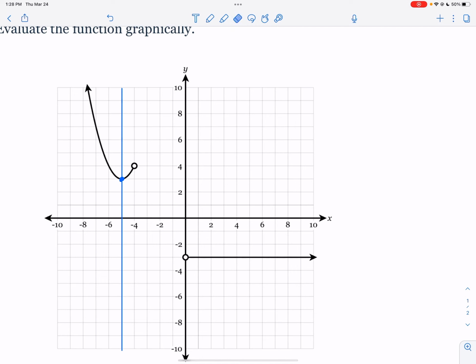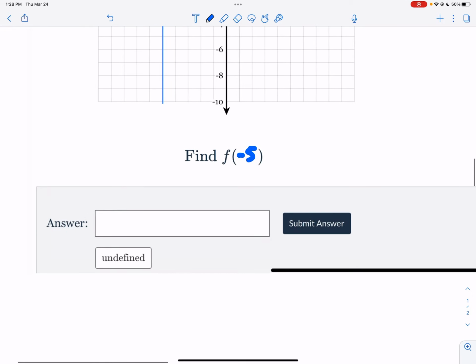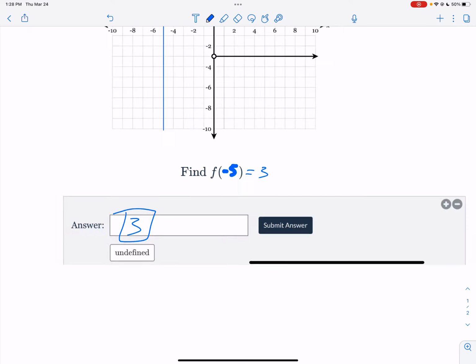But the logic behind this is to see where it intersects our graph. It looks like it intersects right there at the point x equals -5, y equals 3. But this thing just wants the y value because that is the output. Basically, f of -5 equals 3. You can write it like that, but it's just looking for you to put 3 right there.